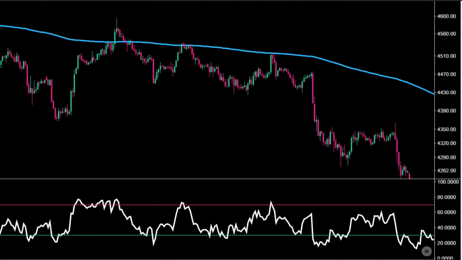For a sell signal, first look at the EMA. The price must be below the EMA. This means the trend is down. Second, look at the RSI. The RSI should be coming down from the overbought area above 70 level. When you have both price below EMA and RSI moving down from 70, that's your sell signal.